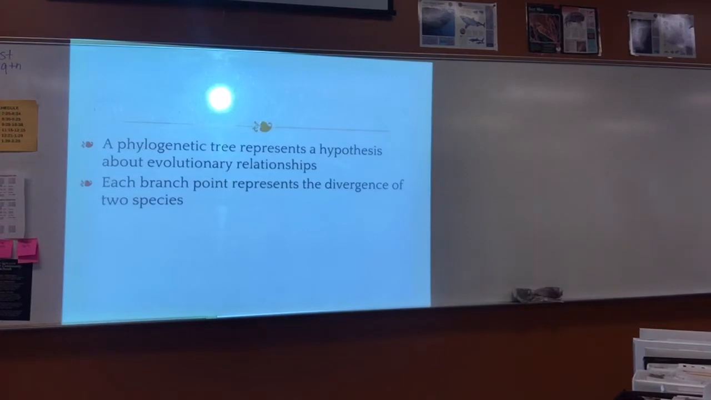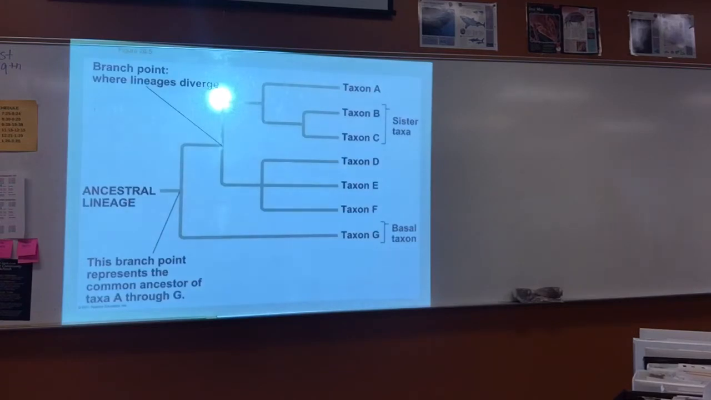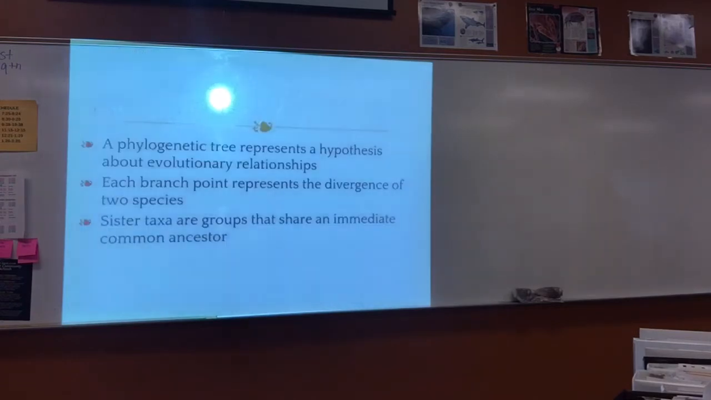So each branch point, as we just talked about, represents the divergence into two species. And sister taxa are groups that share an immediate common ancestor. So this picture here, did I go too fast again?